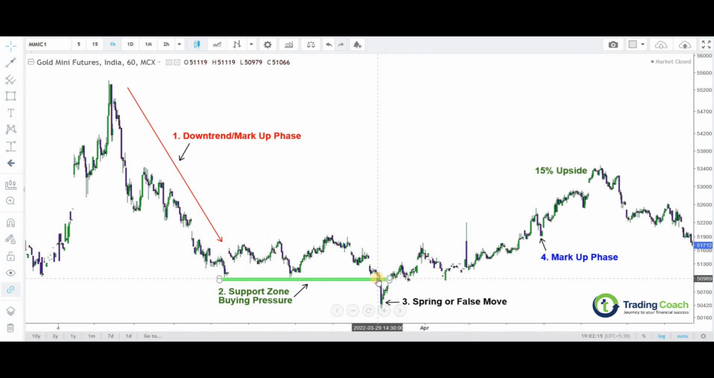And you can see in the third stage, there is a nice false move, right? There is a nice spring or a false move where there is a nice breakout and all the sellers got trapped, uninformed sellers. People who are pretty new to the markets, who don't understand how the prices work, they got trapped by the price action. And so later you can see what happened. The prices just shot up like anything. The market went up 15% to the upside, and we had a nice markup phase, right?